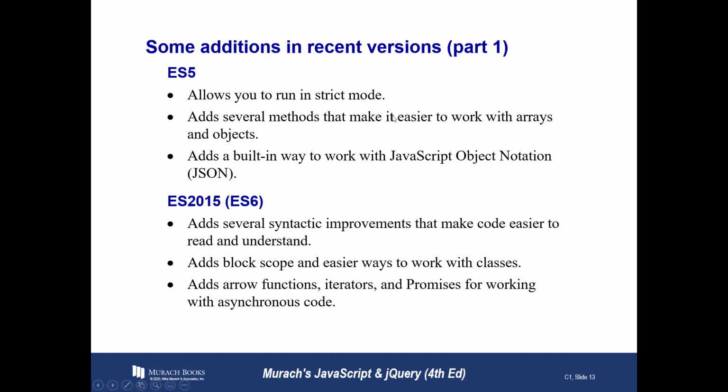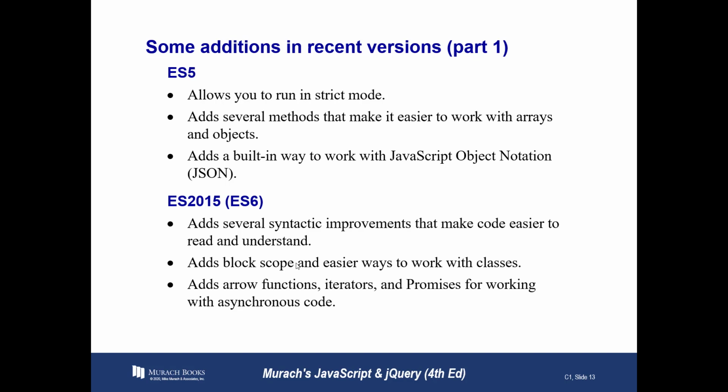In ES5, there were new methods added to work with arrays and objects, and we're going to talk about those like crazy. As JavaScript has gone on, the importance of XML, or the extensible markup language, has kind of dwindled, and the way that you work with JSON, or JavaScript object notation, has become more and more important.